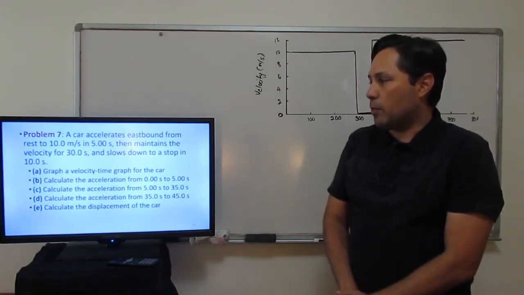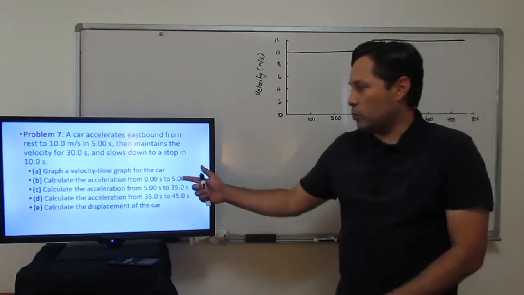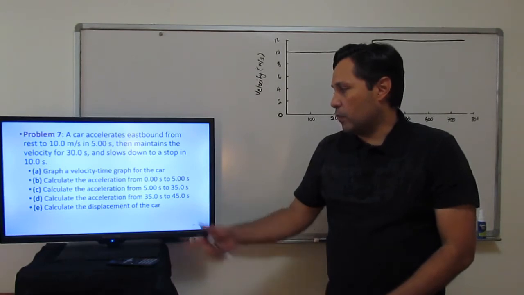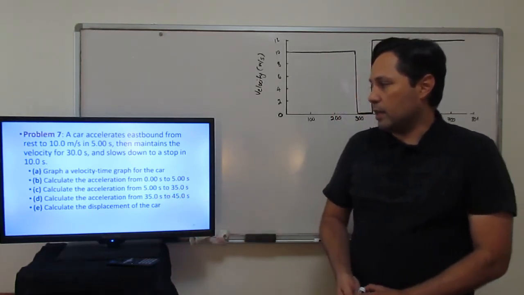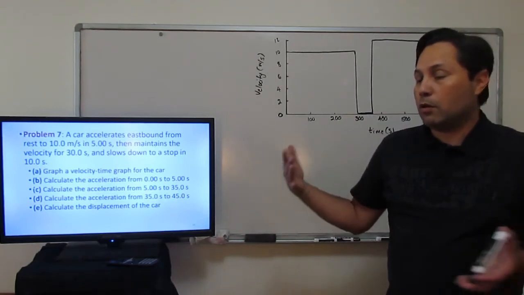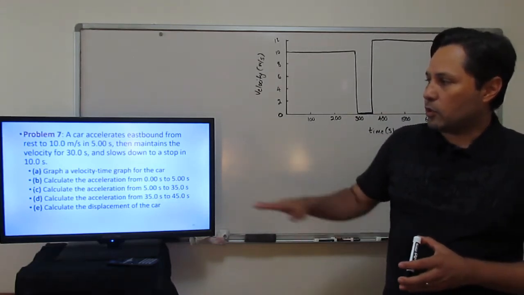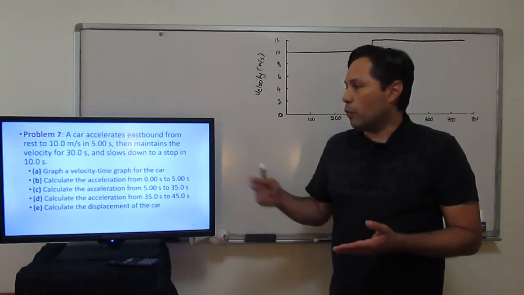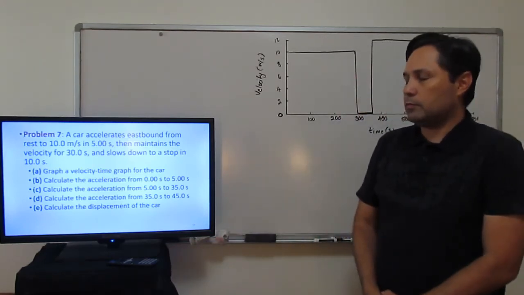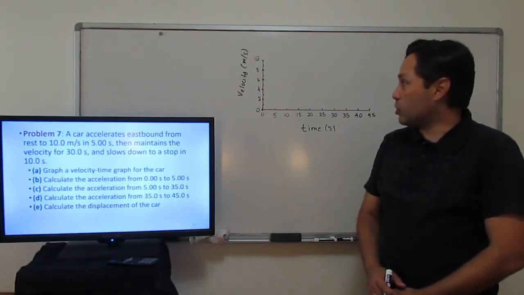Part B, calculate the acceleration from 0 to 5. Calculate the acceleration from 5 to 35 and from 35 to 45. And then calculate the total displacement of this vehicle. Alright, so let's go ahead and start with part A, which will be doing the graph for this problem.